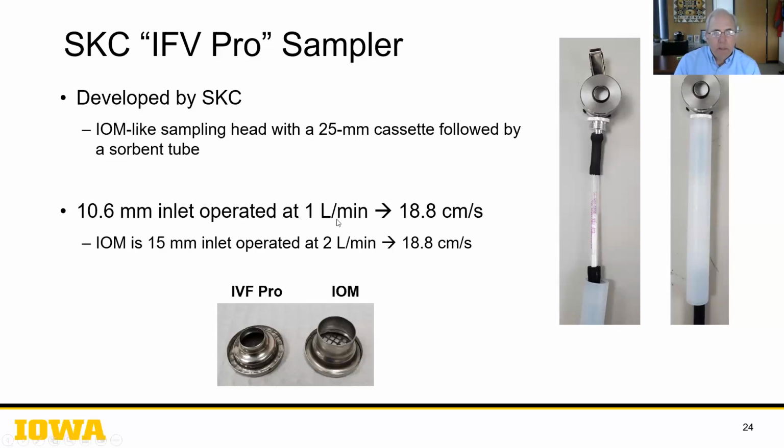Why the 1 liter per minute for the IFV? That's because of the constraint on the adsorbent tube, which you are not supposed to sample with a flow rate higher than 1 liter per minute. So that's the maximum.